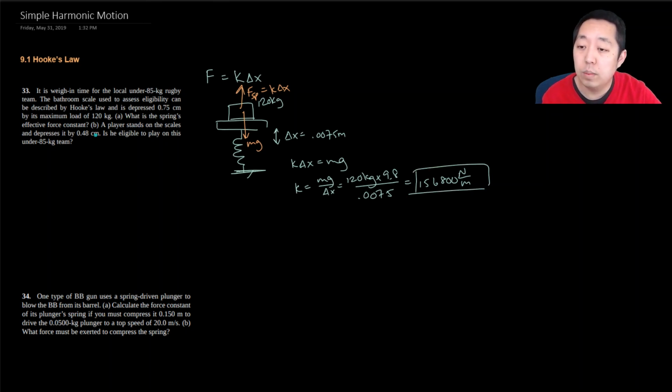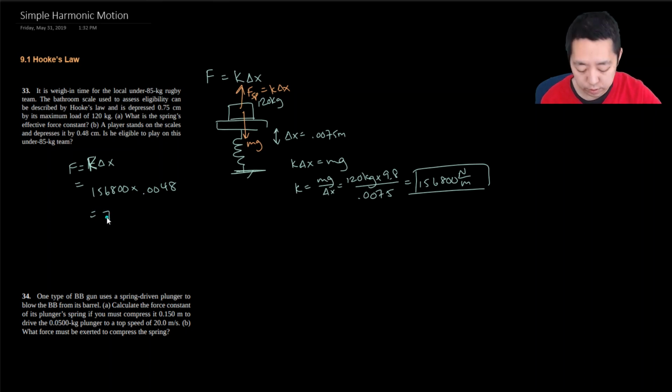A player stands on the scales and depresses it by 0.48 centimeters. Is he eligible? Well, the force that is going to be happening when he depresses it that far is just k times delta x. I was thinking F equals k delta x. k is 156,800 times 0.0048 meters.